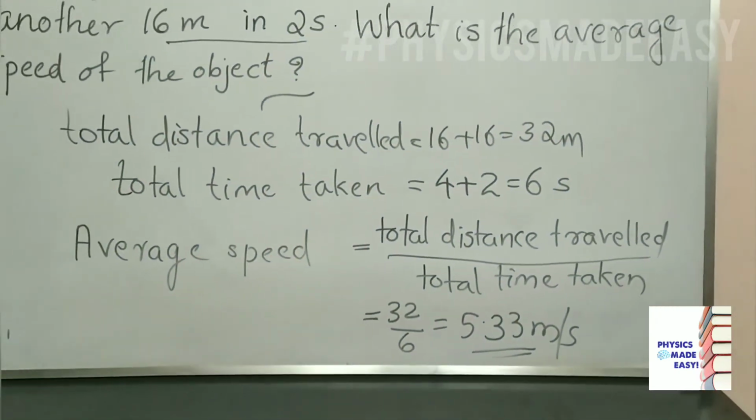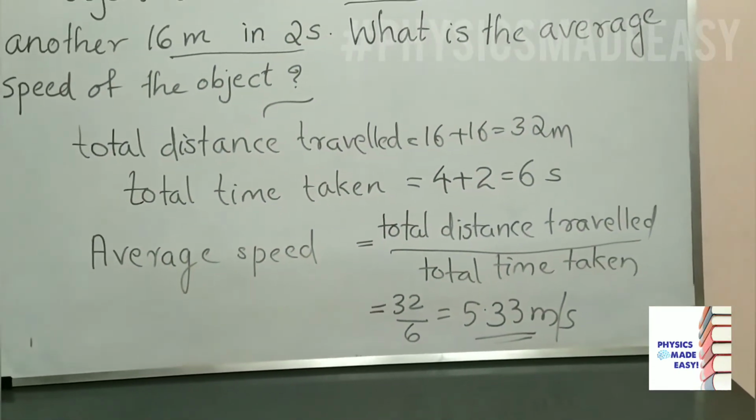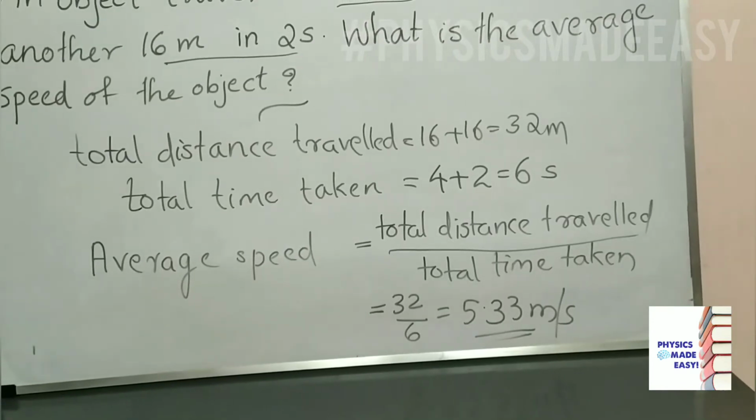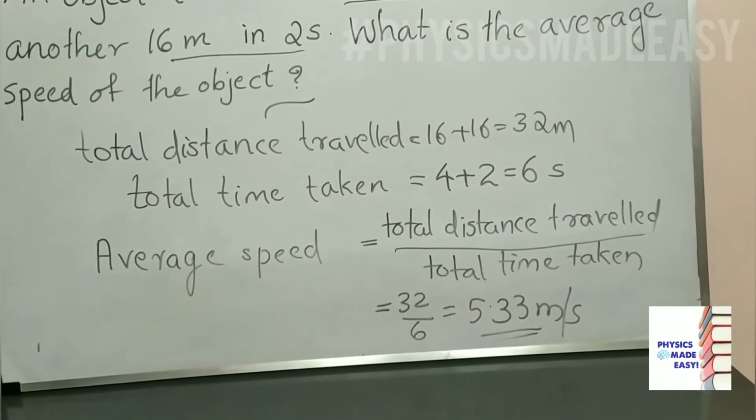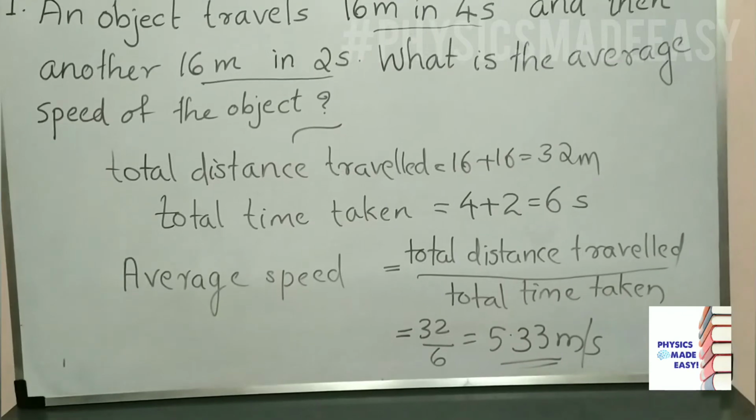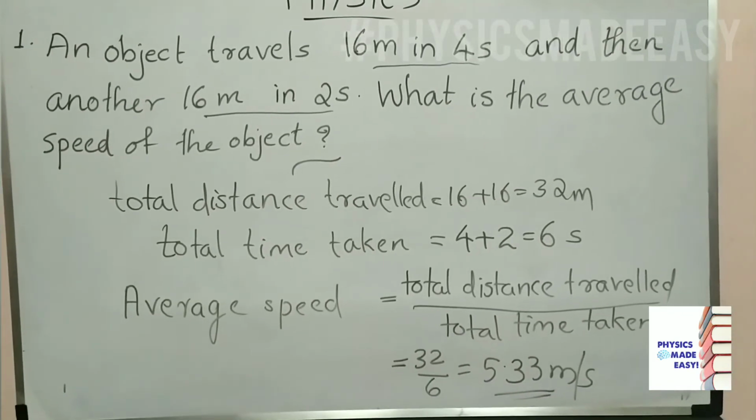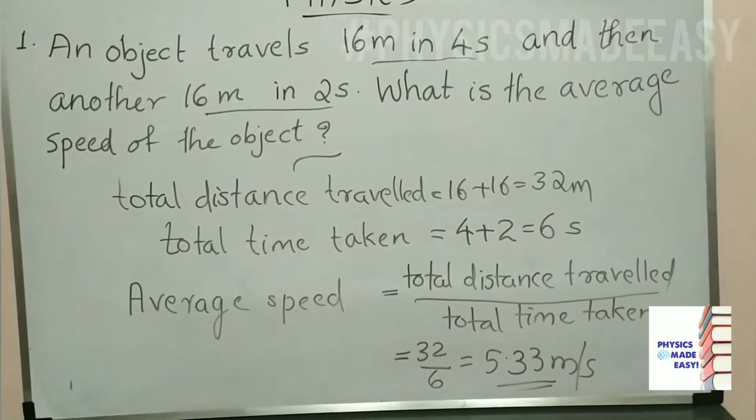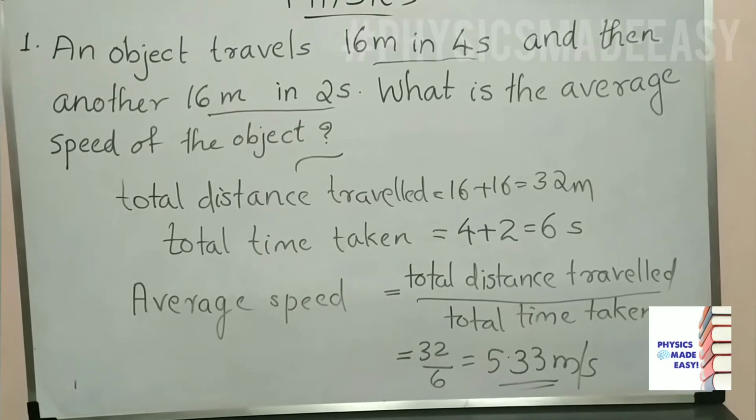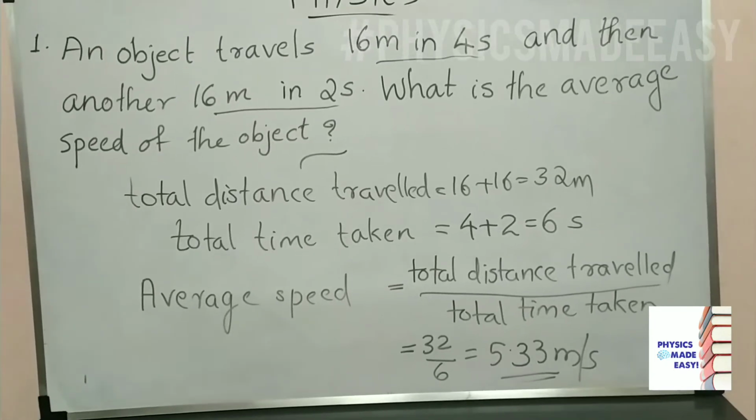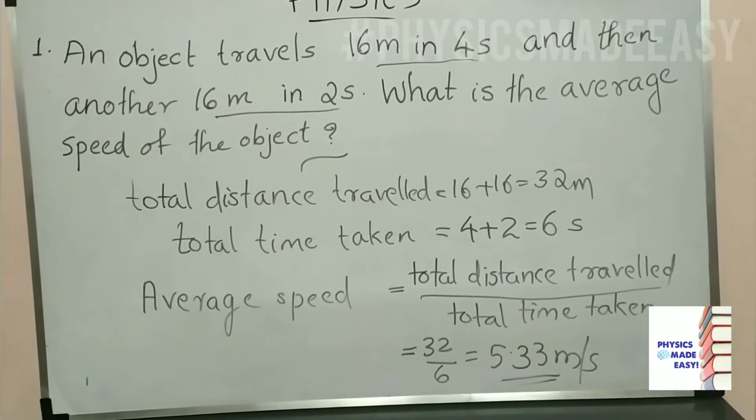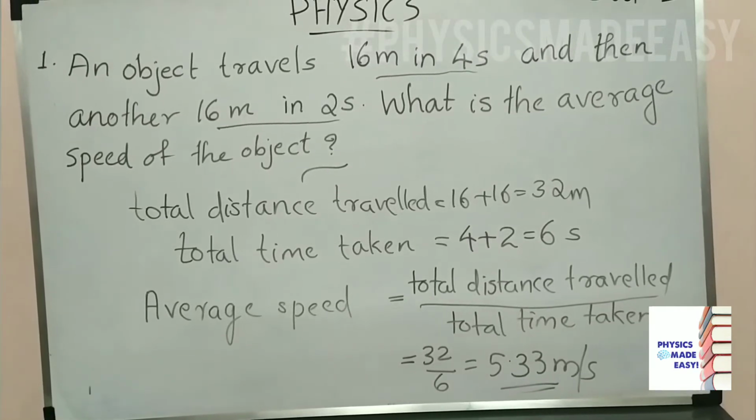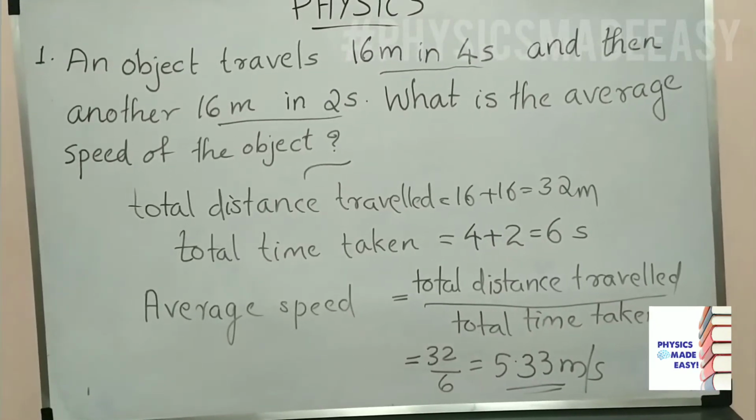Okay children, total distance travelled divided by total time taken is the average speed. Here you can see two distances, 16 and 16. Total distance will be 32 meters. Then total time taken, 4 plus 2, 6 seconds. Then average speed will be 32 divided by 6, that is 5.33 meter per second.